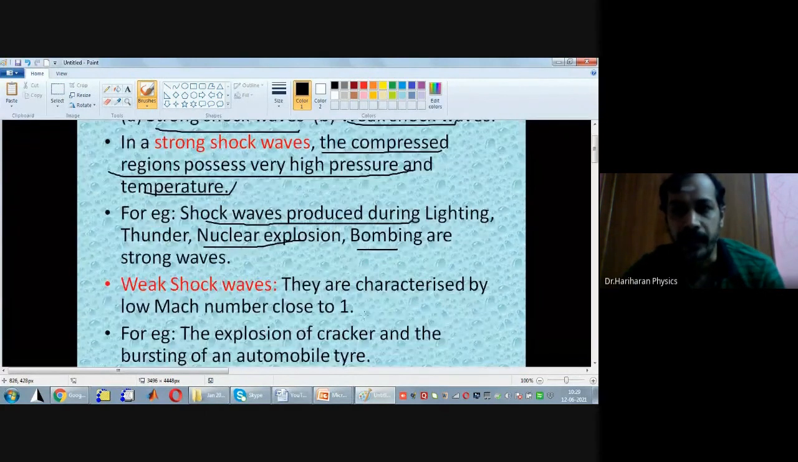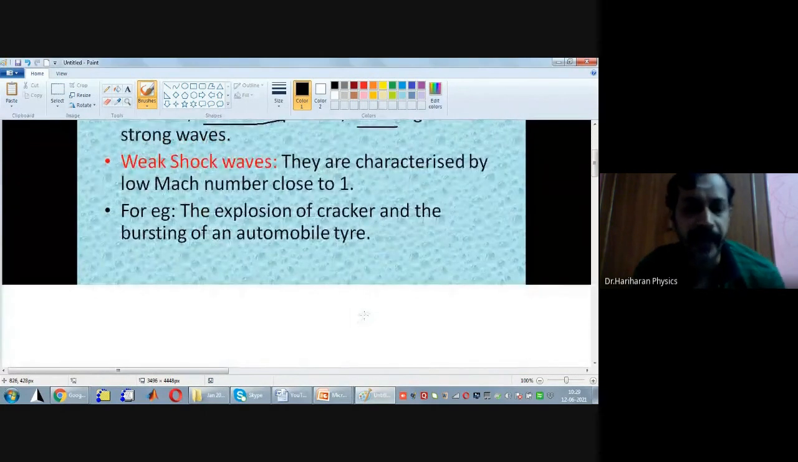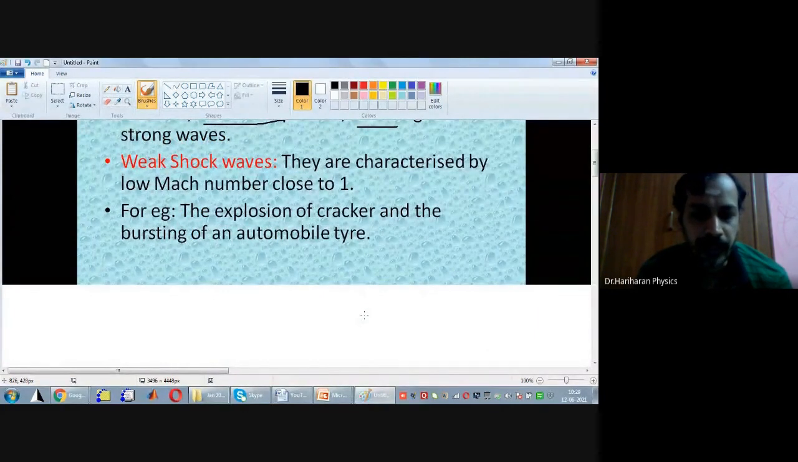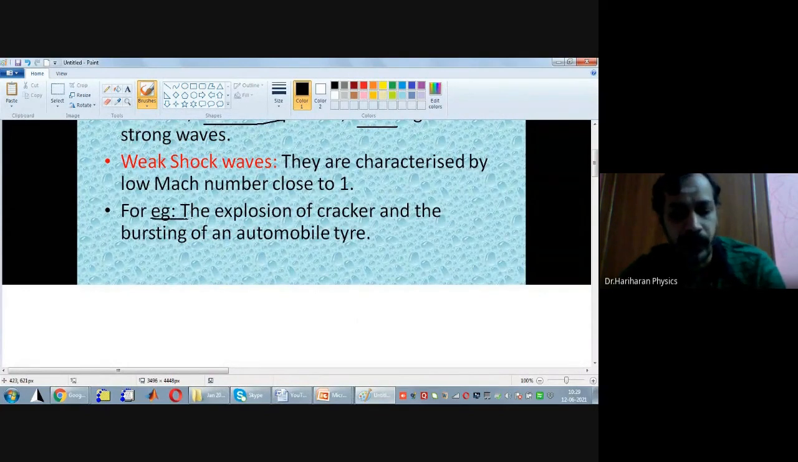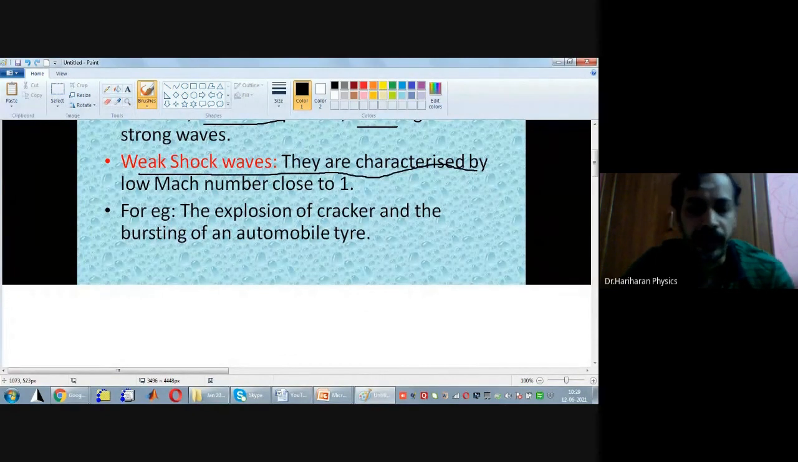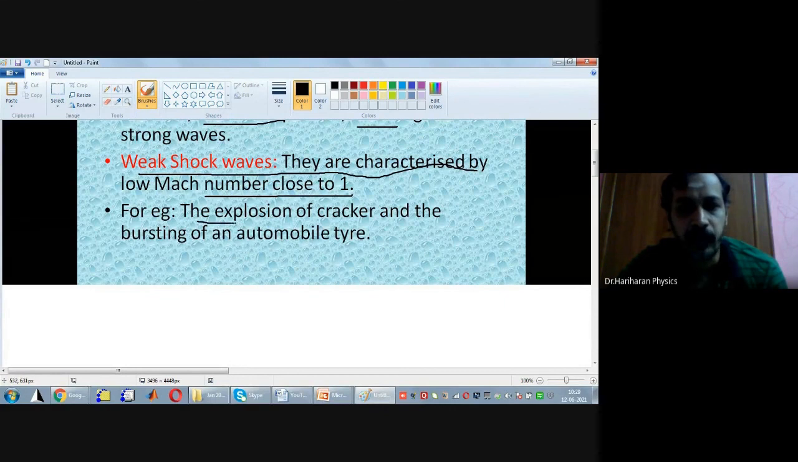Okay. On the other hand, if you take, for example, the bursting of a cracker, or if an automobile tire bursts, then that is characterized as weak shock waves. What are weak shock waves? In weak shock waves, inside the compressed region, the value of temperature, pressure, and density is going to be small. These are produced by objects that are moving with a Mach number close to 1, that is, whose velocity is close to the speed of sound in a given medium. What are the examples for that? The explosion of a cracker and the bursting of an automobile tire. So these are examples of weak shock waves. Okay, so this is done.